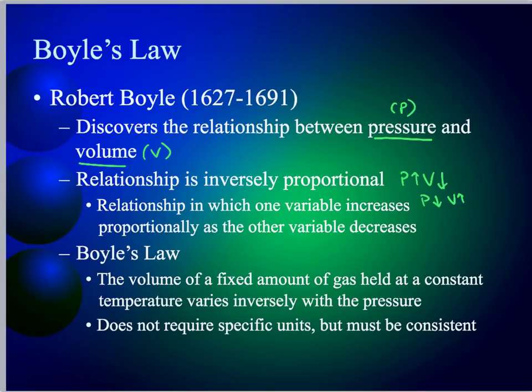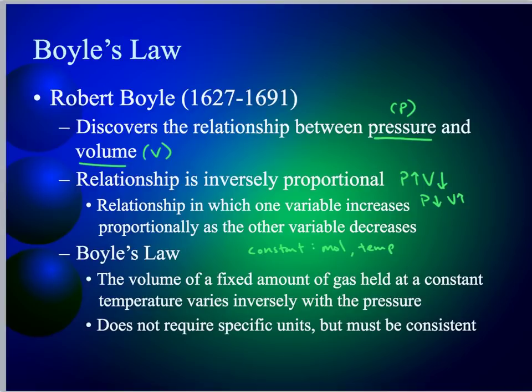The way that this law is actually written is the volume of a fixed amount of gas held at a constant temperature varies inversely with the pressure. So, things that are held constant here, things that don't change. Okay, we should make a note of that. A fixed amount of gas, so that means the moles are constant, held at a constant temperature. Okay, so moles and temperature are staying the same. Pressure and volume are going to change. Okay, our variables are P and V.